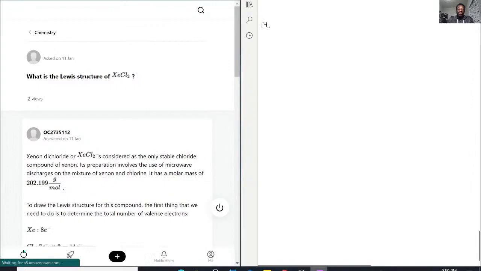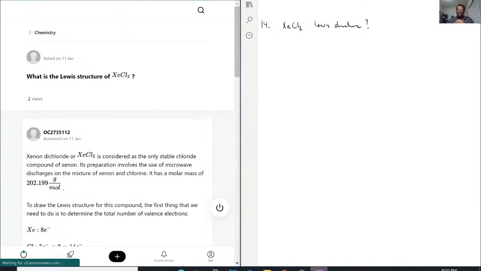What is the Lewis structure of xenon dichloride? So, xenon dichloride Lewis structure. So with this, xenon is actually on the 18th column. I can say right away it's going to have an expanded octet because this is one of the noble gases, or at least noble atoms, and they don't even want to form bonds.